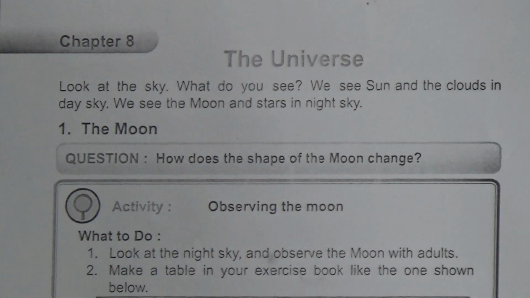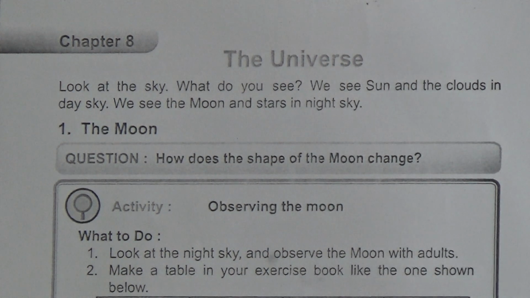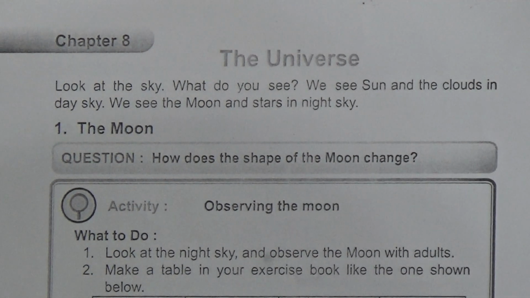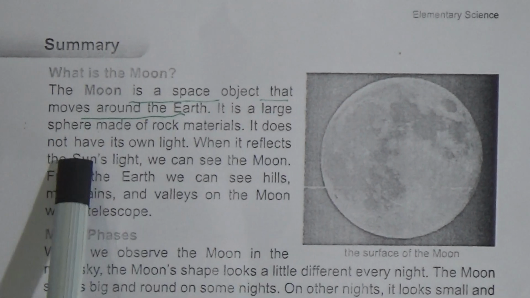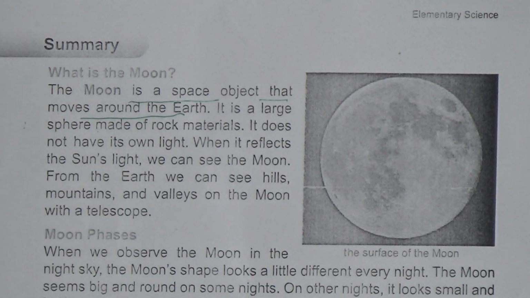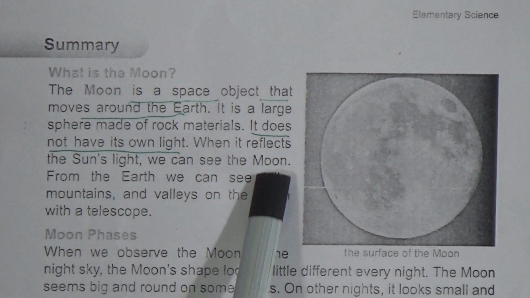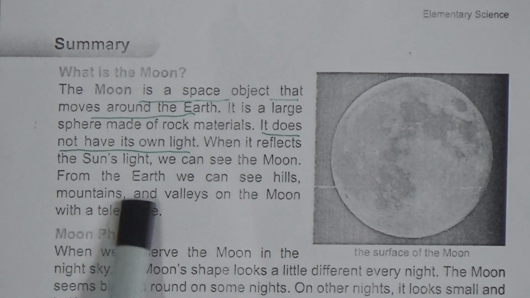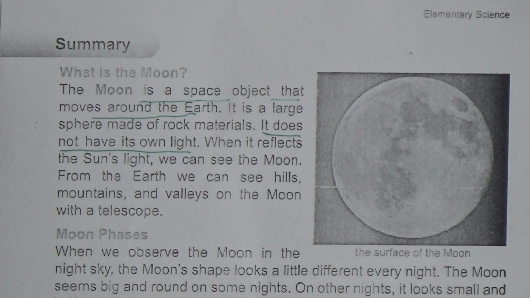Now come to here. What is the moon? The moon is a space object that moves around the earth. The moon is a space object that moves around the sun. It is a large sphere made of rock materials. It does not have its own light. When it reflects the sun's light, we can see the moon. From the earth, we can see hills, mountains and valleys on the moon with the telescope.